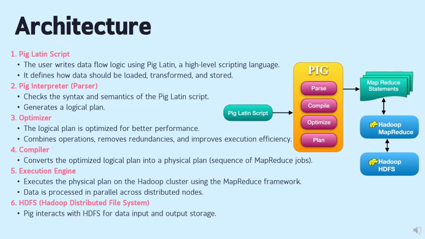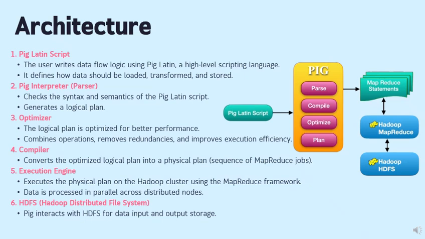Then comes the parser. Pig first checks the syntax and semantics. Basically, it ensures that your script is valid and creates a logical plan. Then comes the optimization. Pig looks at your plan and rearranges or merges operations to make it faster. Then the optimized plan is converted into a physical plan, which means that it's now a set of actual MapReduce jobs. Then the execution engine, these jobs are sent to Hadoop clusters for execution, distributed across the nodes running in parallel.